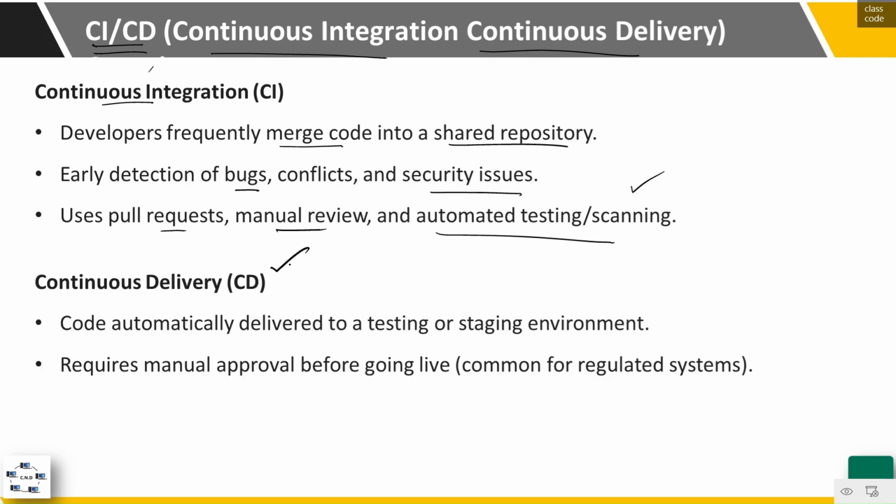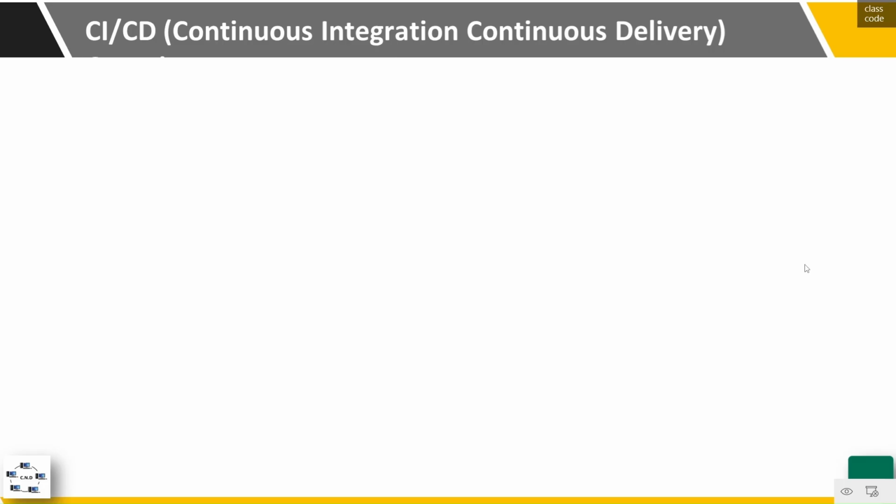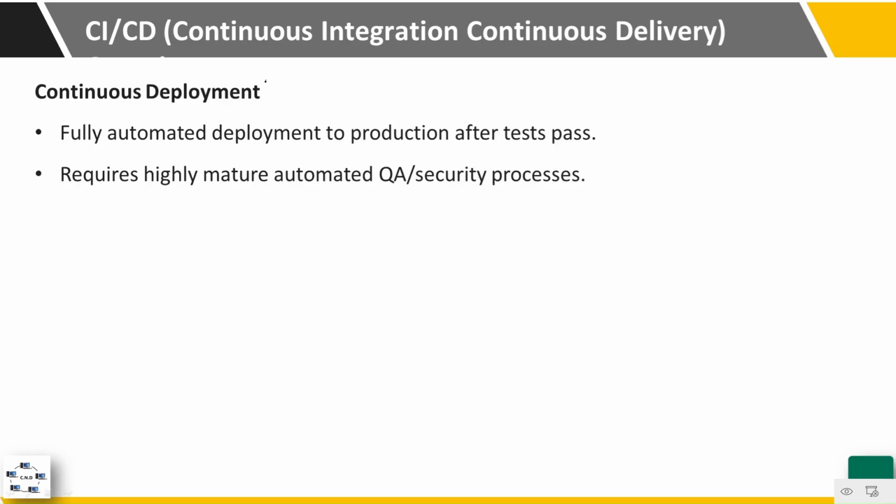Then we have continuous delivery, that is CD, where code is automatically delivered to a testing or staging environment. It requires manual approval before going live, which is common for regulated systems. Then we also have continuous deployment, which is fully automated deployment to production after the tests pass, and it requires highly mature automated quality assurance and security processes.